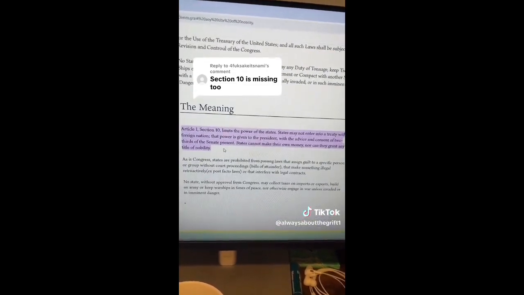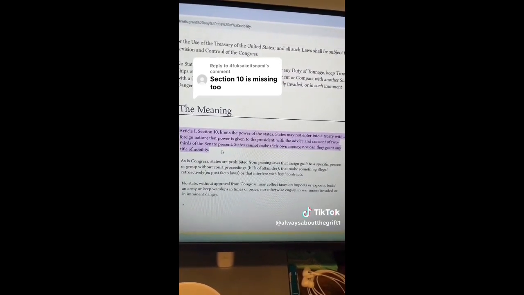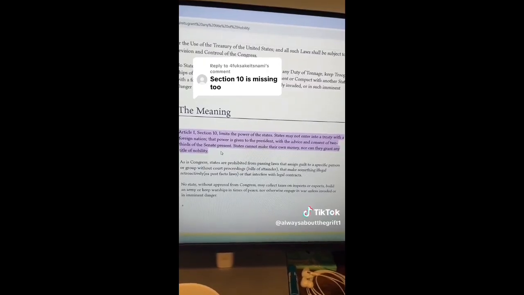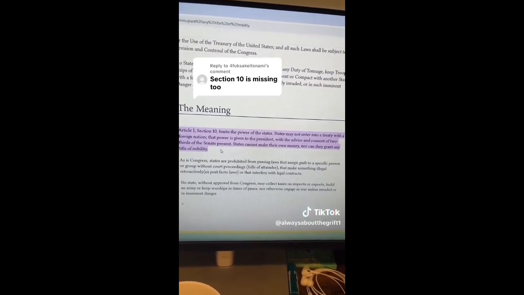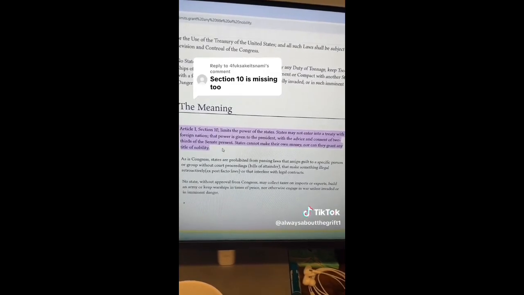And this one has some interesting stuff in it. So Article 1, Section 10 limits the power of the states. States may not enter into a treaty with a foreign nation. That power is given to the president. States cannot make their own money, nor can they grant any title of nobility.